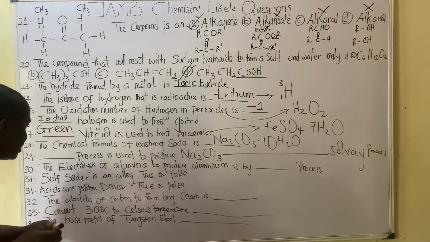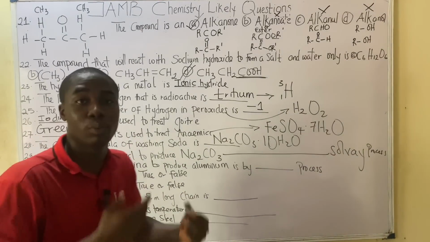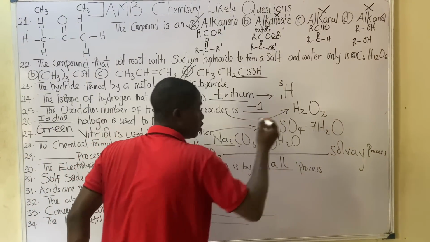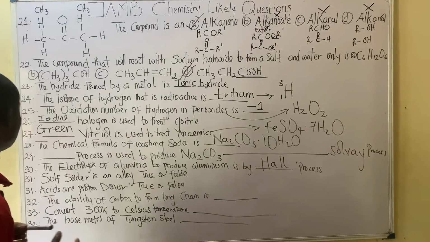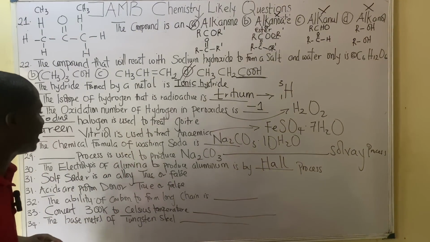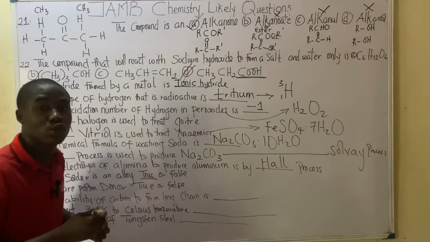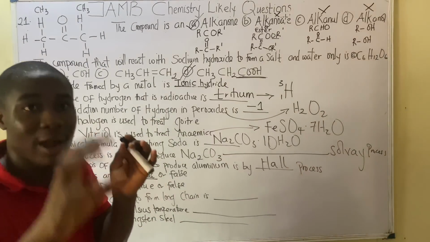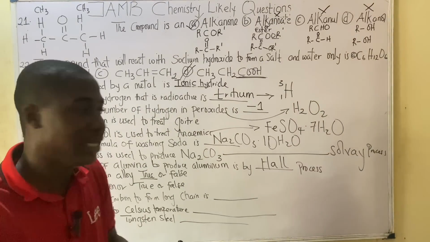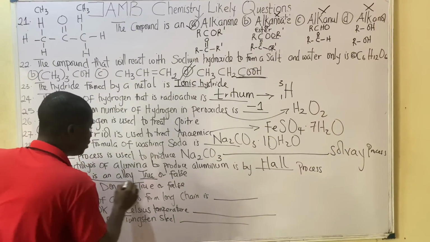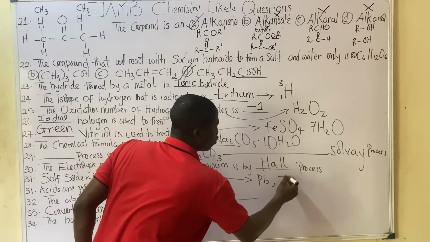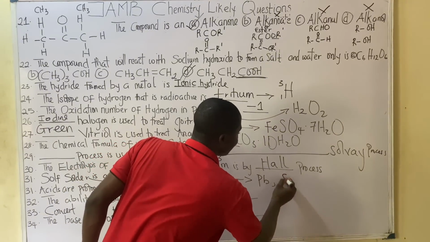While question number 30 says the electrolysis of alumina to produce aluminum is basically done by a process called Hall's process. Question number 31 says soft solder is an alloy. True. Take note, soft solder is actually an alloy, and it is used for welding, for plumbing. And soft solder basically contains two important elements, and the elements are lead and also tin. Tin is symbolized as Sn.